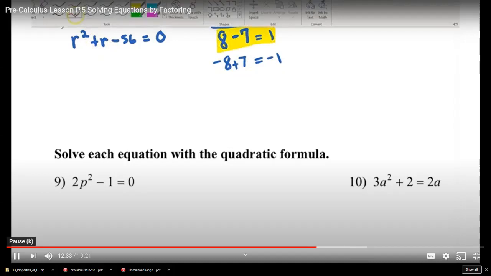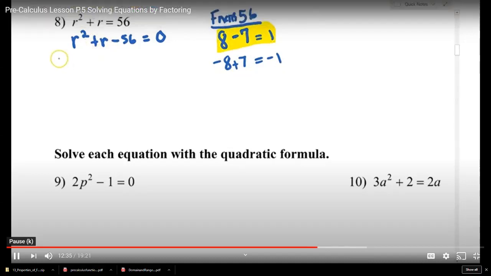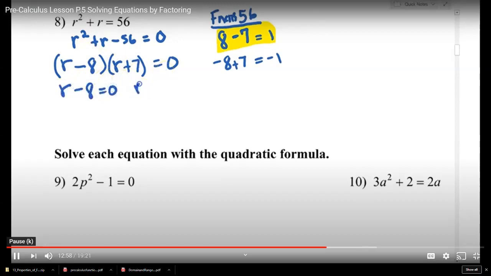So now you're going to write your first parentheses and your second parentheses. There are two factors, two answers, because the degree is 2. We have r minus 8 and then we have r plus 7. We're going to set each of these equal to 0. So r minus 8 equals 0, r plus 7 equals 0.